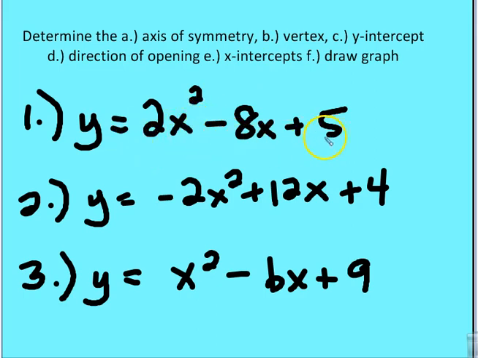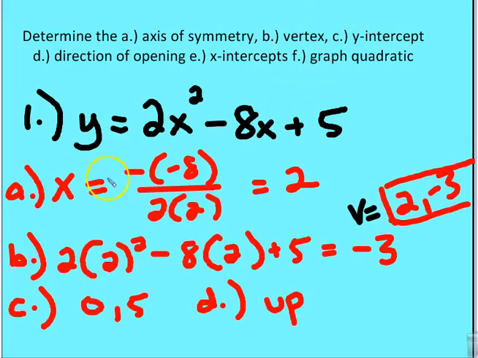Okay, so I'm going to leave you to do a couple. Let's just do the first problem here. Y is equal to 2x squared minus 8x plus 5. Once you finish finding the axis of symmetry, the vertex, y-intercept, direction of the opening, and intercepts, then draw the graph. I'm going to pause here for a moment while you take care of this, and then I'm going to come back and show you the work.